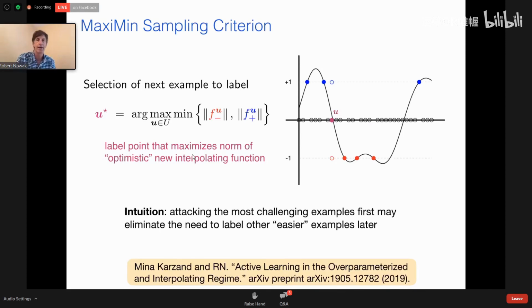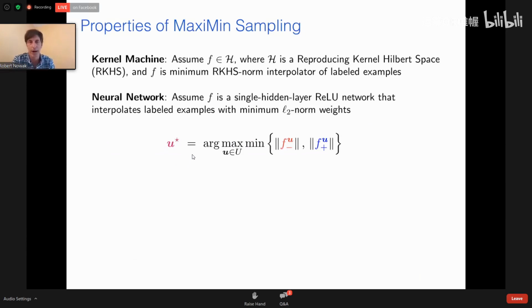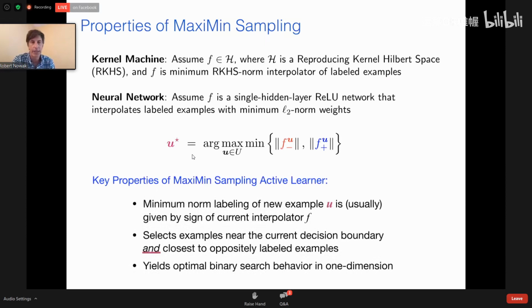So let me talk a little bit about the mathematical properties of this. Again, we could be looking at a kernel machine in a reproducing kernel Hilbert space or a neural network. A single hidden layer neural network is specifically what we're focusing on here. And what we can show is that the minimum norm labeling, in other words, the choice of whether the new red or blue interpolation function has a smaller norm, is usually, and by that I mean in most cases, we can prove that it's given by the sign of the current interpolator. So somehow this minimization step is pretty easy to figure out. You can just predict it by the label that's predicted by the current black interpolator that we had before.